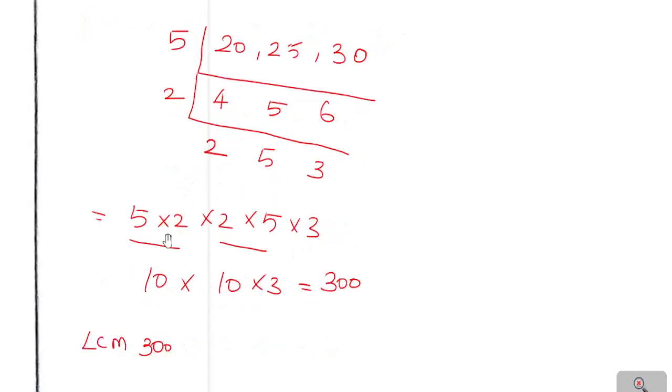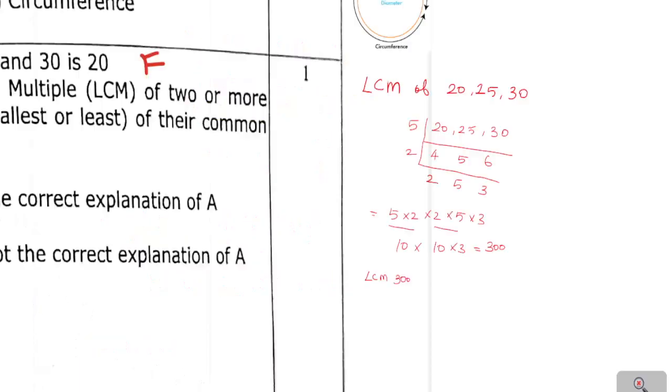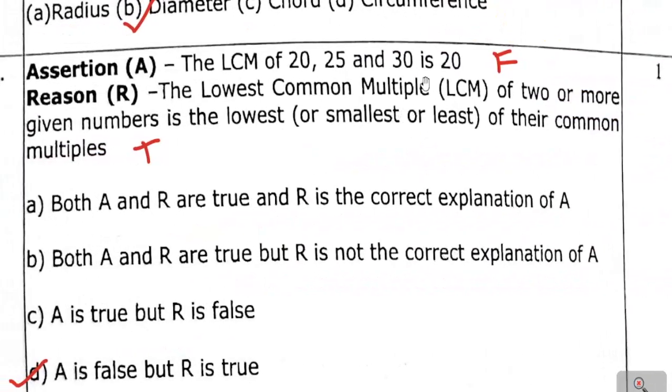So we can take this number's result as 5 into 2 into 2 into 5 into 3. So I am going to simplify this: 5 into 2 is 10, and 2 into 5 is 10, and the 3. So 10 into 10 is 100, 100 into 3 is 300. So the LCM is 300. But in our question it is given as 20. It's wrong. So hence the assertion is false, but the reason is true.